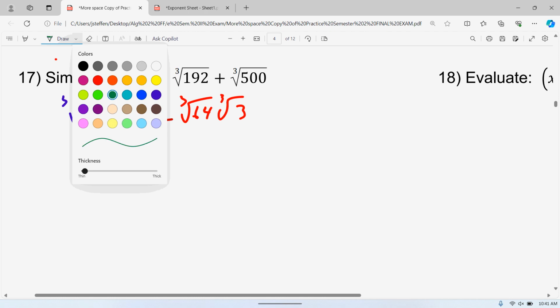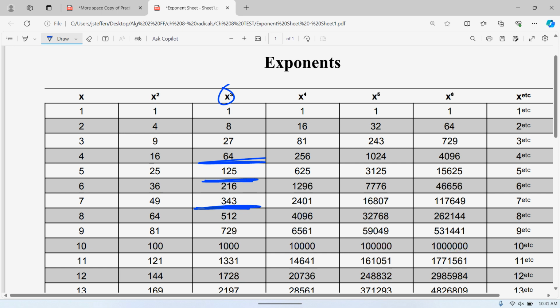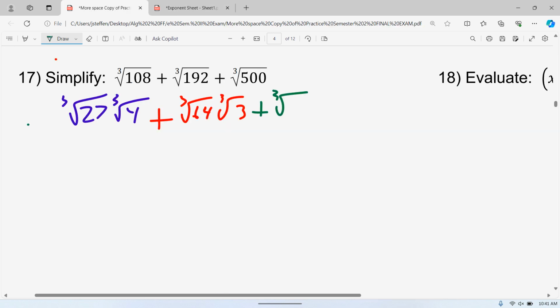Plus, over here, 500 divided by 343 doesn't work. 500 divided by 216 doesn't work. 500 divided by 125 does. 125 times the third root of 4.